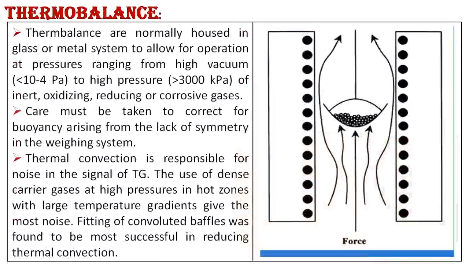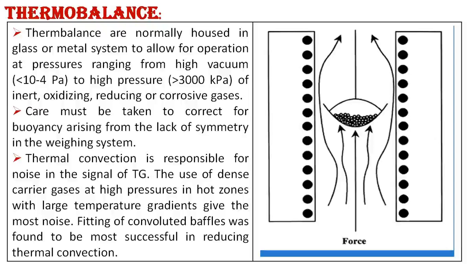So next one is the thermobalance, which is normally housed in a glass or metal system to allow operation at pressures ranging from high vacuum, that is less than 10 raised to minus 4 Pascal, to high pressure, greater than 3000 kilopascal, of inert, oxidizing, reducing or corrosive gases. Care must be taken to correct for buoyancy arising from the lack of symmetry in the weighing system.